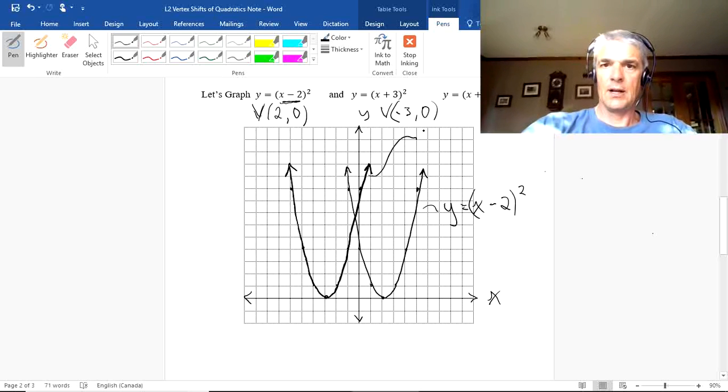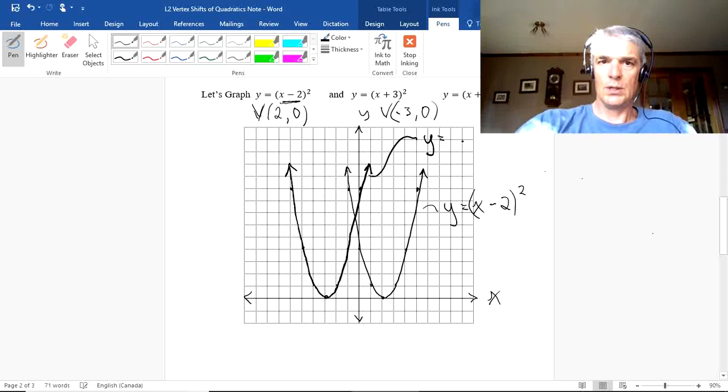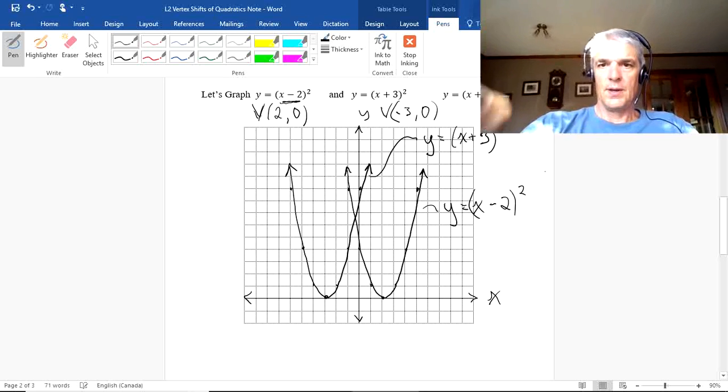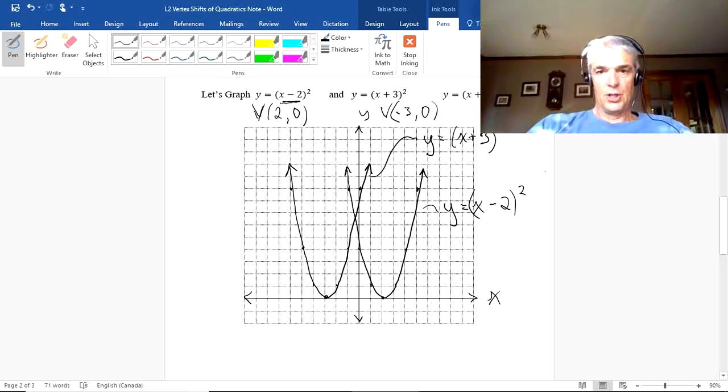And I'm going to go like this, and I'm going to say y equals (x plus 3) squared, and that gives me two equations that I have shifted, one to the right and one to the left. And really the key thing is that it's the opposite sign there.